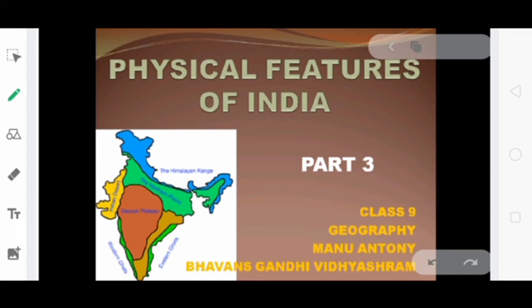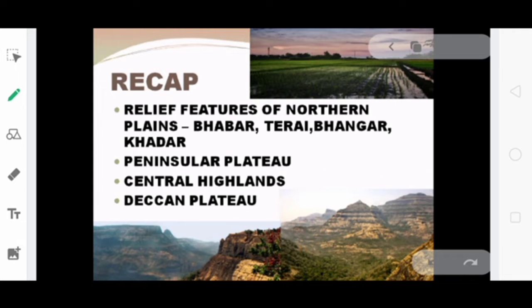We started with the different physical divisions of India. We started off with the Himalayan ranges, which is divided into 3 parallel ranges, the Himadri, the Himachal and Shivaliks. Then we discussed the regional divisions of Himalayas. Then we started off with the northern plains. Northern plains were further divided into Punjab plains, Ganga plains and Brahmaputra plains. And in the last video, we started with the relief features of the northern plains.